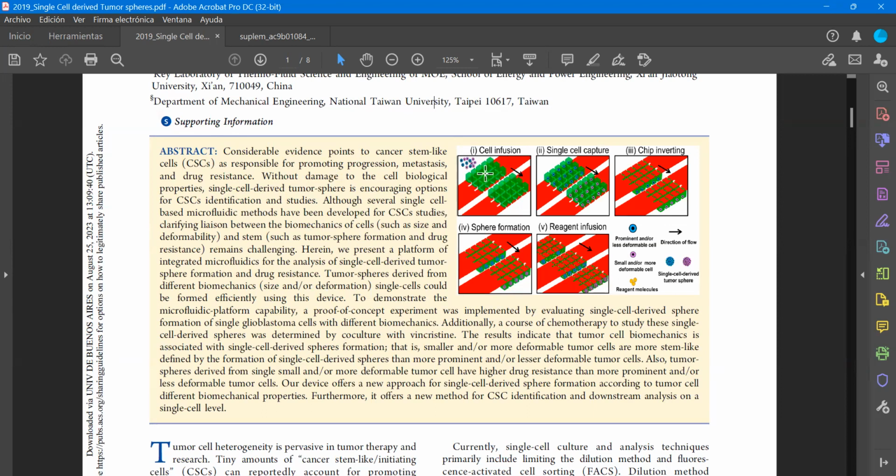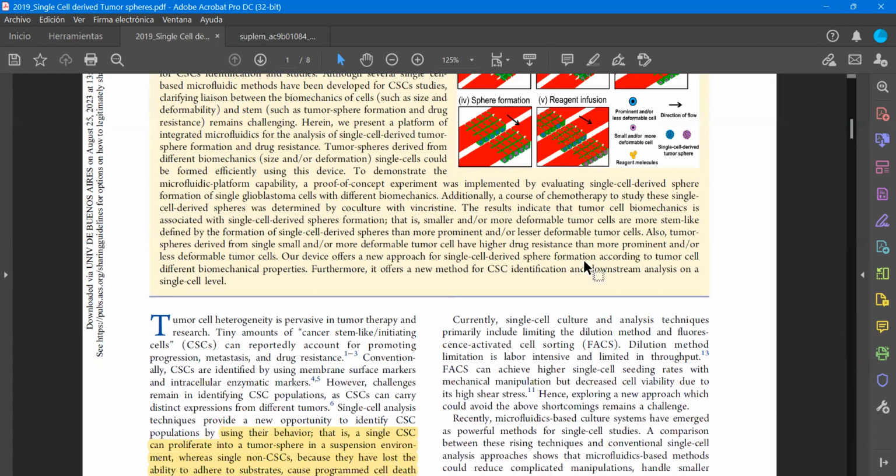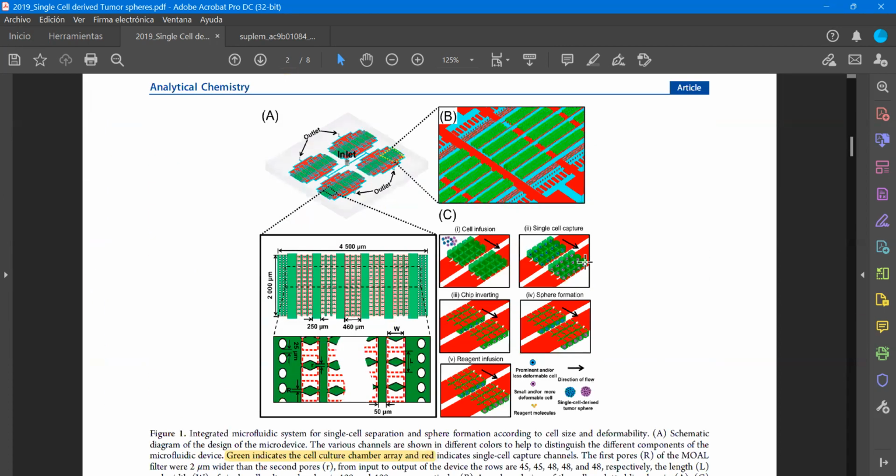And this is a microfluidic chip that has many matrices. So here is the single cell capture procedure. Here you see that the pores are bigger than in the next stage. And after culturing the cells, and once they are located in these chambers, they are going to invert the chip. And that's how these cells enter the culture chamber. After the sphere formation, they are going to introduce the reagents. That is the vincristine drug. That's the one that they tested.